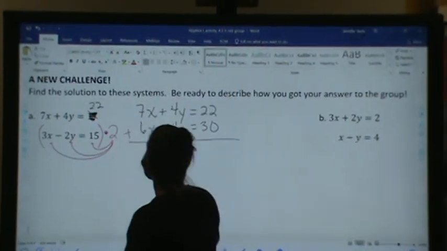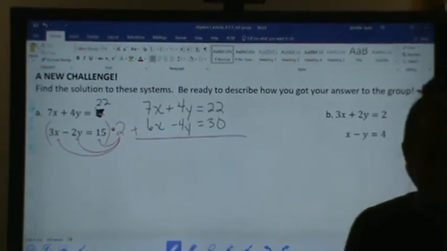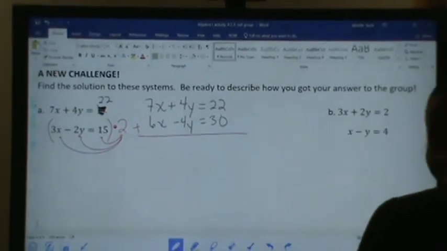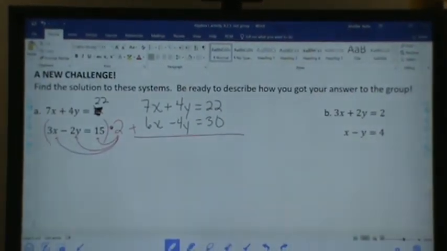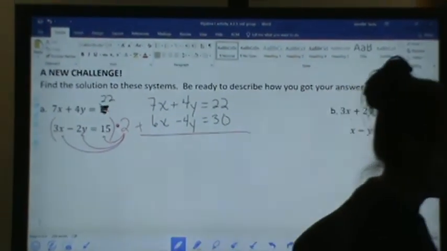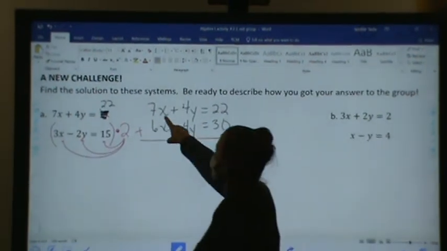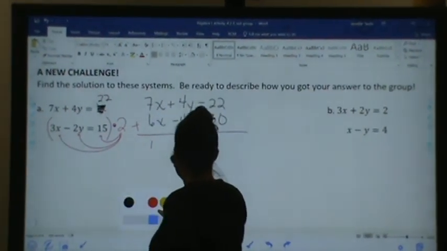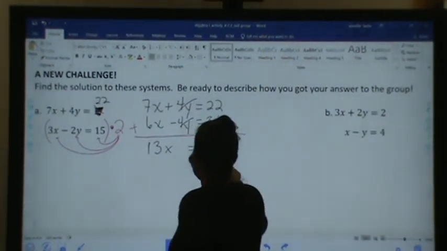Now I want you guys to add that together and see what happens. Your y on this turns out to be nice. Your x is not so nice. It'll be a decimal, okay? So be careful here, that'll give you 13x, and that'll be 22 plus 30. I know it's hard when there's a lot of negatives in there. You should get down to a place where it says 13x, 7x plus 6x is 13x, those go away, equal 52.